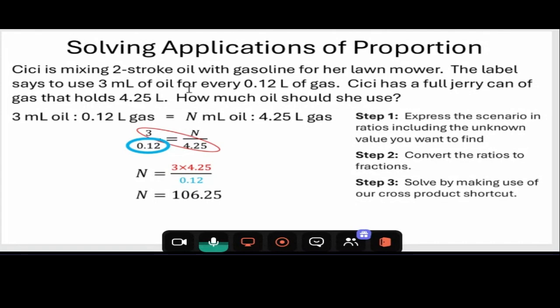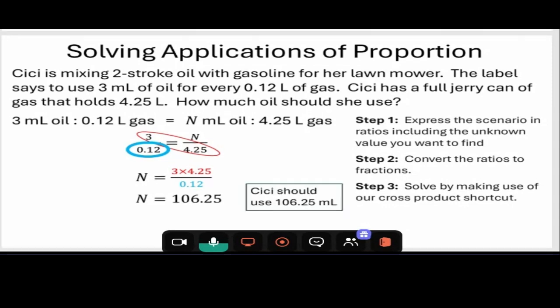Let's look back at the question. I don't think they gave us any specific rounding instructions, so we could do whatever we wanted here. I wouldn't round unnecessarily if they don't give you instructions, so I wouldn't take that to 106 unless they specifically told you to go to the nearest whole number. So Cece should use 106.25 milliliters of oil to mix up her gas for her lawnmower. And that is the last one.